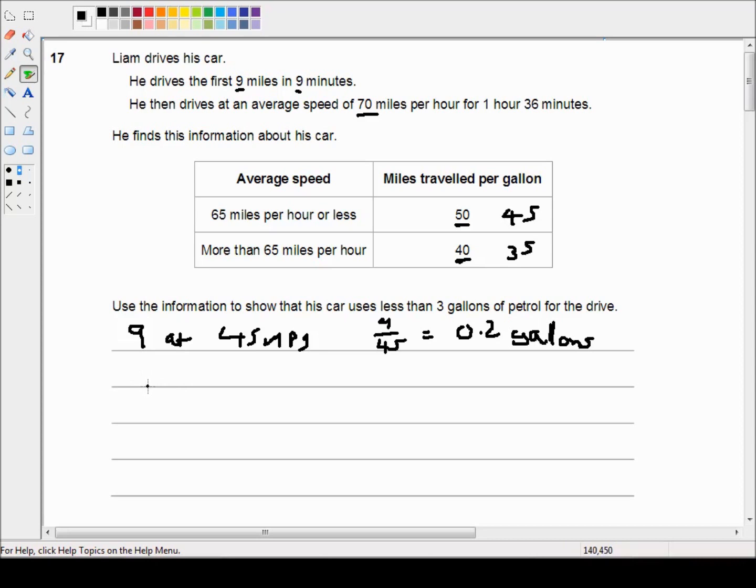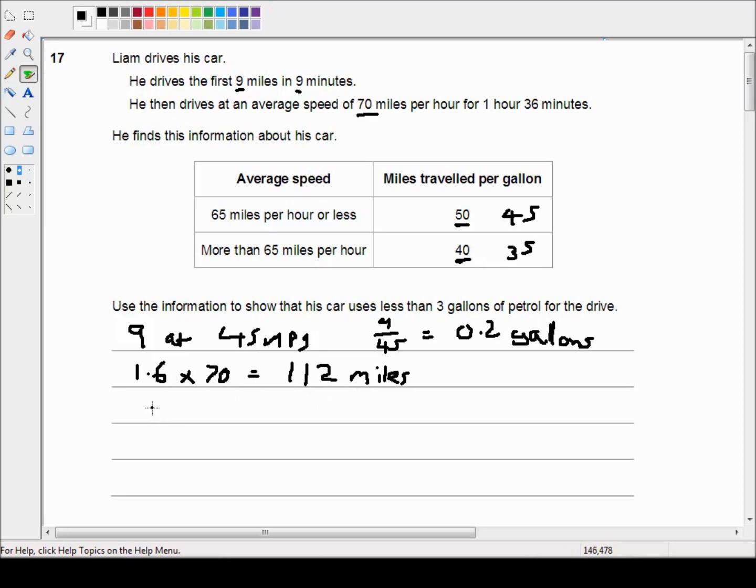So he's now doing 1 hour and 36 minutes. That's 1.6 hours times 70 miles per hour. And that, if I recall, is 112 miles. Again, this is a calculator paper. We are allowed to use calculators. I'm just remembering it from the previous video.